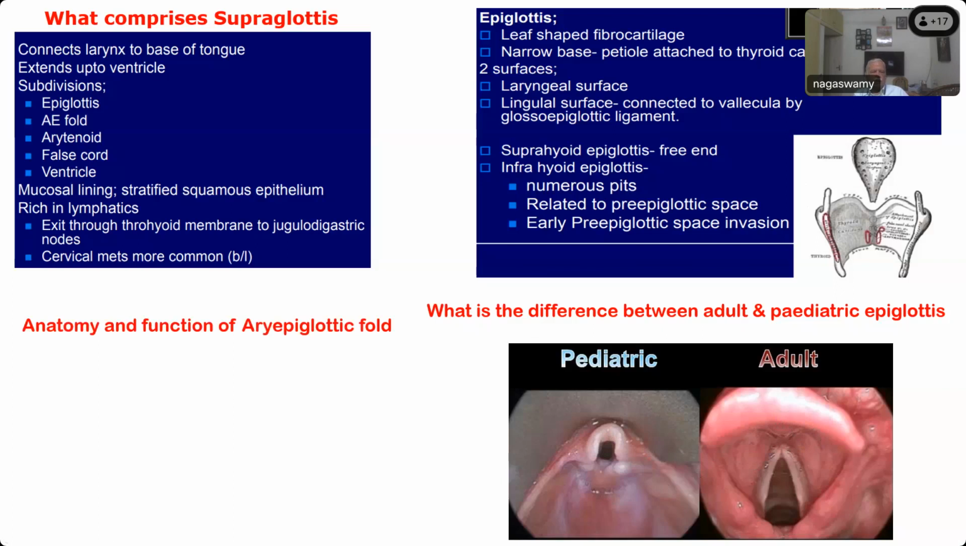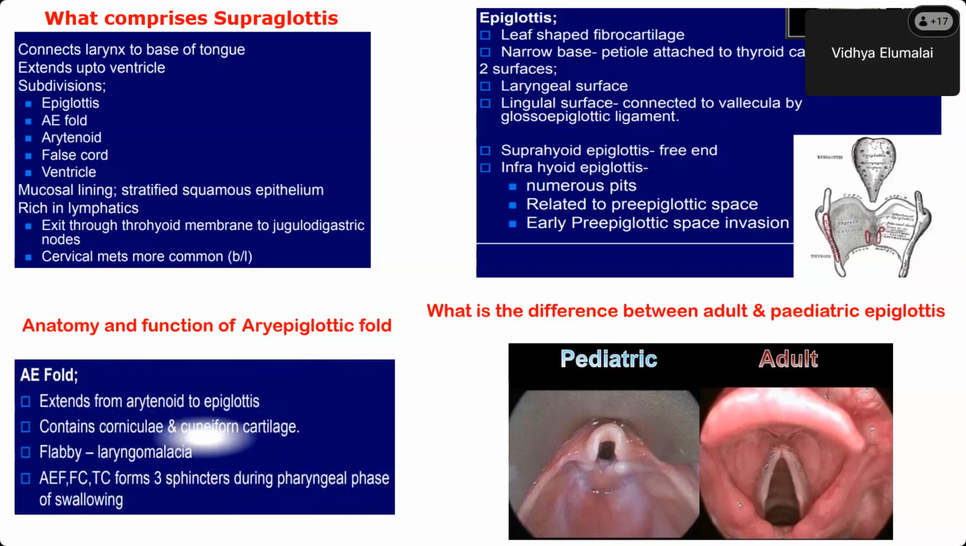What is the anatomy and function of the periepiglottic fold? What does it do? It closes the larynx while swallowing. It extends from the arytenoid cartilage to the epiglottis. It contains the corniculate and cuneiform cartilages. It is floppy; in laryngomalacia, it will be floppy. All these three structures, the periepiglottic fold, false cords, and true cords, form three sphincters during the pharyngeal phase of swallowing.